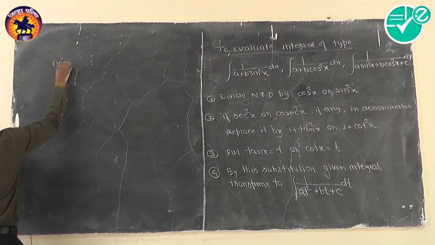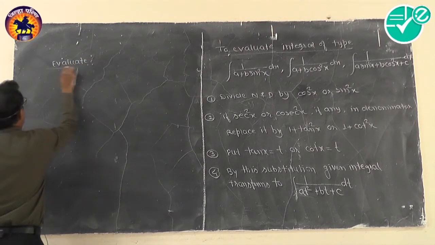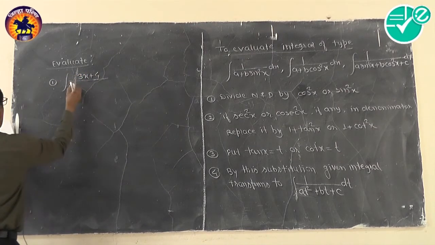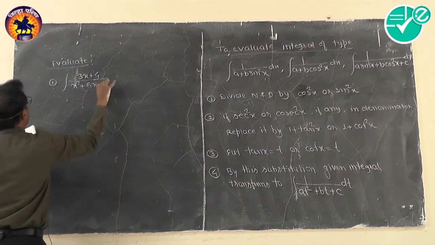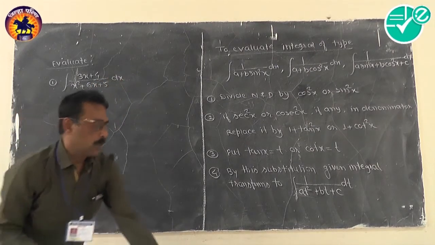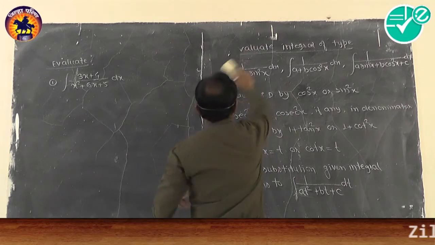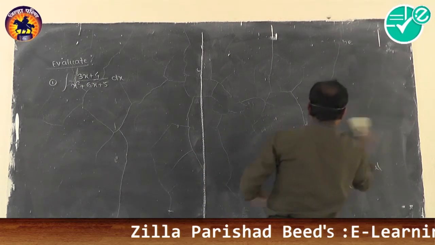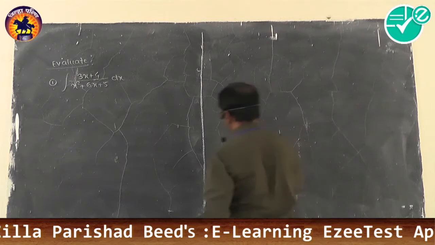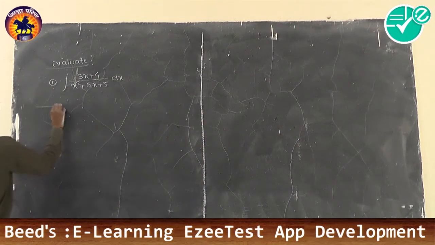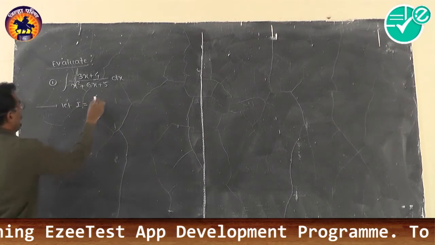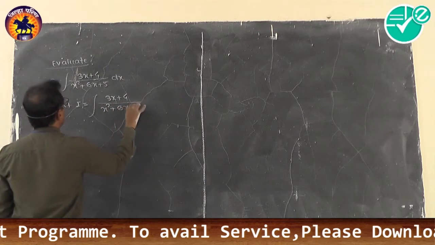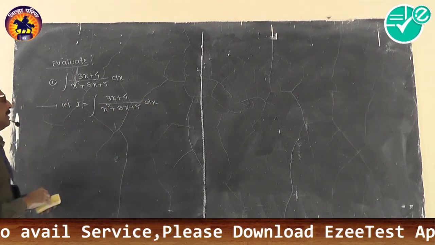Suppose the question is of the same type: evaluate the integral of (3x + 4) divided by (x² + 6x + 5) dx. In order to evaluate this, firstly I will write the original as: let I = the integral of (3x + 4) upon (x² + 6x + 5) dx.